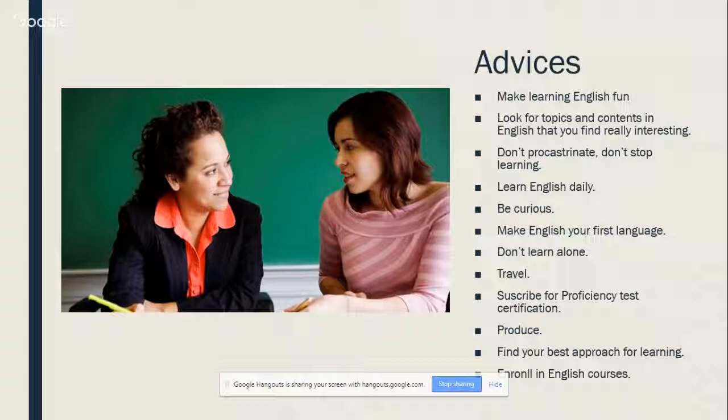And then make English your first language. Yeah, sometimes I used to do it with my sister. I used to forget about Spanish and start to think in English, to describe the things you see around you in English, and just try to make English your first language. For example, you can change the language of your mobile to English, or the language on your laptop. You can do it too.